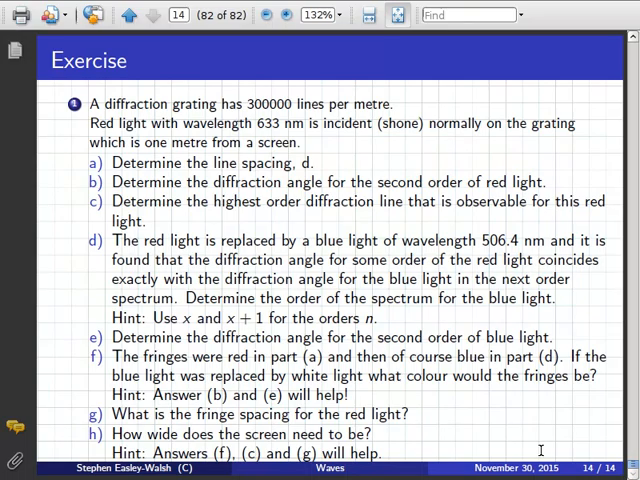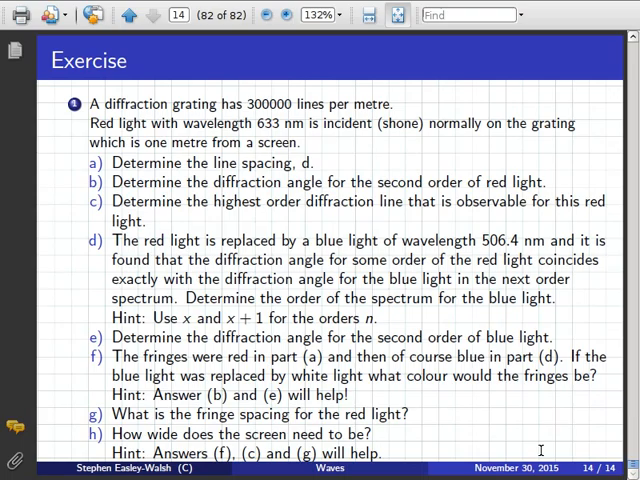Right, so do you remember what a diffraction grating is? It's the piece of plastic and has lots of slits in it. And the light goes in and spreads out. Yeah. Like this. So here we have 300,000 lines per meter. So in 1 meter, there's 300,000 lines.